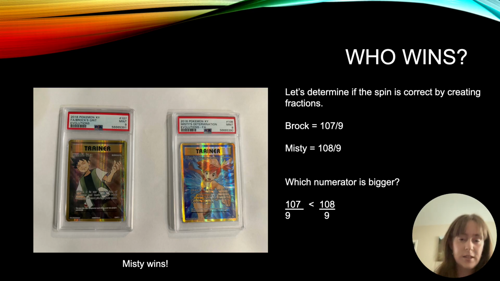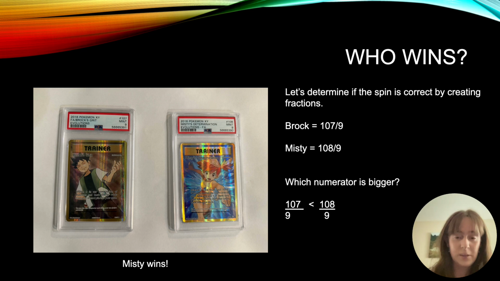Brock is 107 over 9. Misty is 108 over 9. Why am I ending on one that seems a little easier? It's because I'm greatly proud of you. We have done a lot of fractions today, so I'm ending with one that seems kind of like the earlier ones, okay? Are the denominators the same?